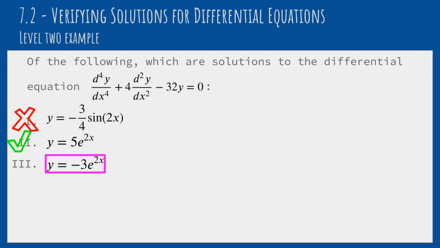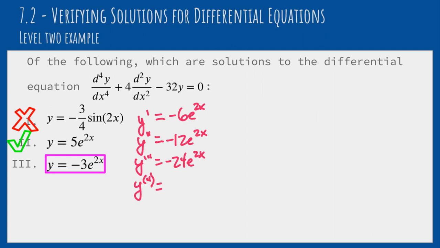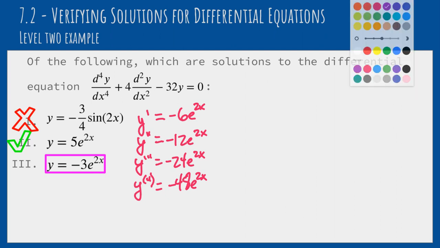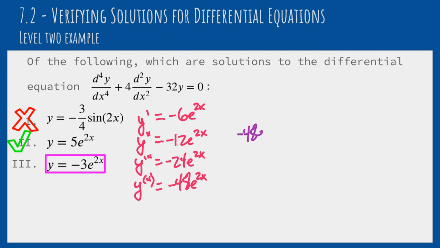Number 3, this one looks pretty similar, except we have a different coefficient. So we still have the e to the 2x. So it's going to look a lot like the last one. So we'll have negative 6 e to the 2x for the first derivative, negative 12 e to the 2x for the second derivative, negative 24 e to the 2x for the third derivative, and negative 48 e to the 2x for the fourth derivative.